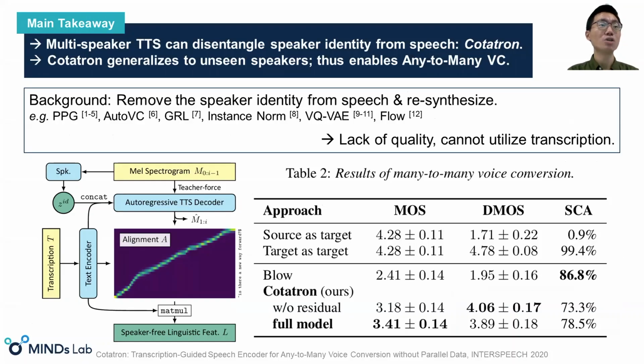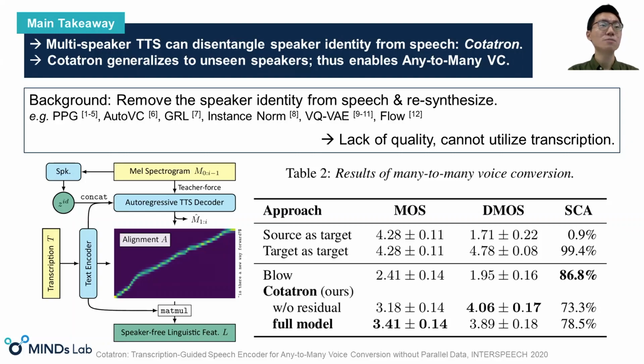In our work, we show that pre-trained multi-speaker TTS can be exploited to disentangle the speaker information from the speech. We named our method Cotatron since it is mostly based on the famous TTS architecture, Tacotron. The figure on the left side shows the Cotatron architecture. By teacher forcing the TTS decoder with null spectrogram, we can obtain the alignment between the speech and its transcription.